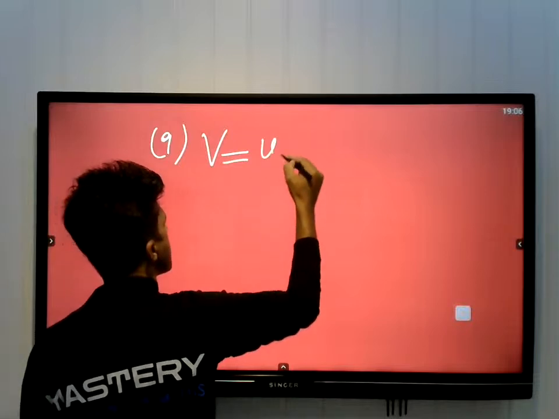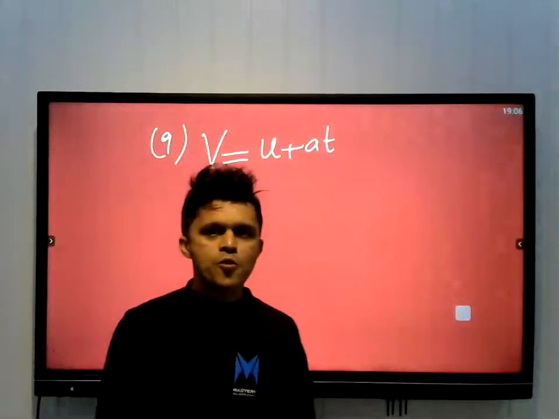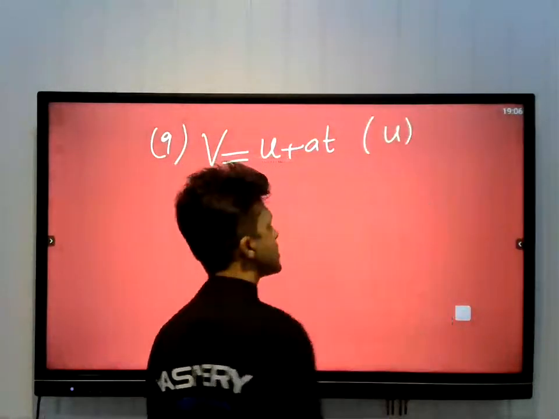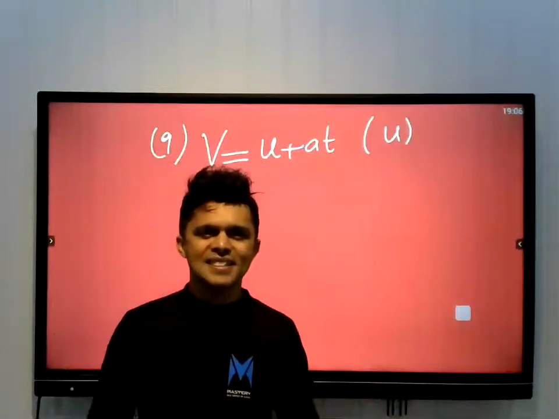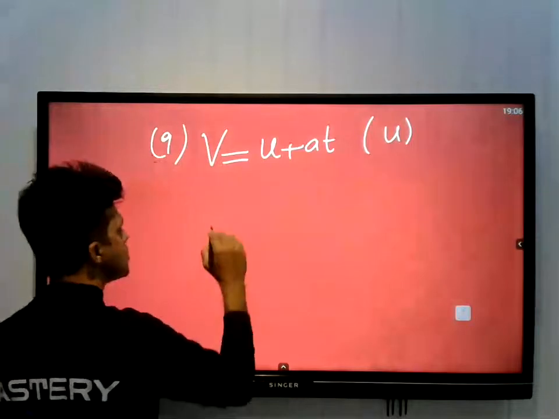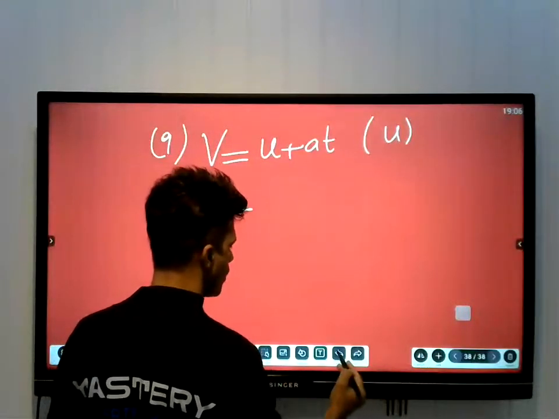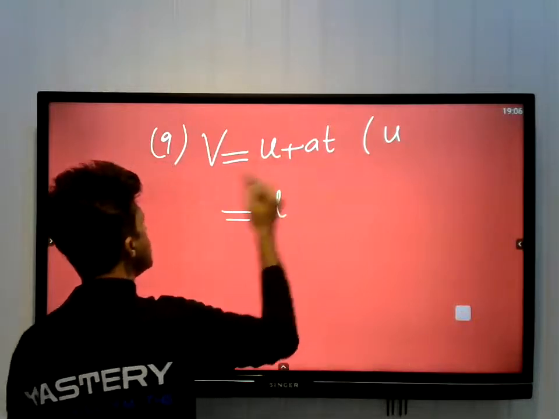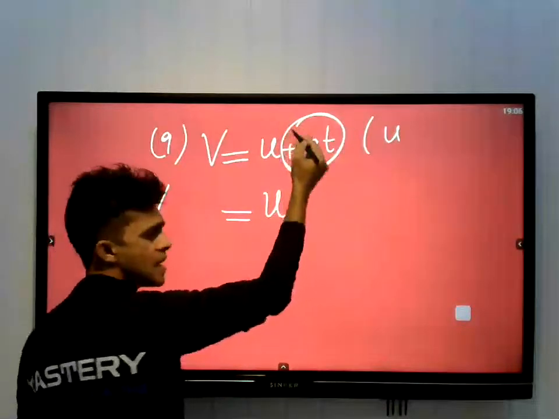V equals U plus 80. You have to write the term U as the subject. How do you write the term U as the subject? You can write U equals to... here you need to write U. U equals to V plus AT.